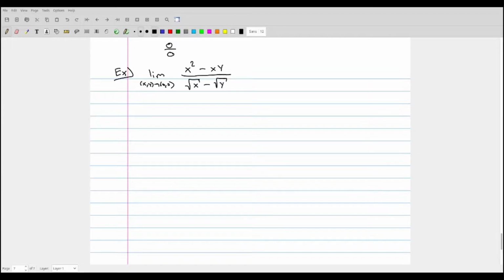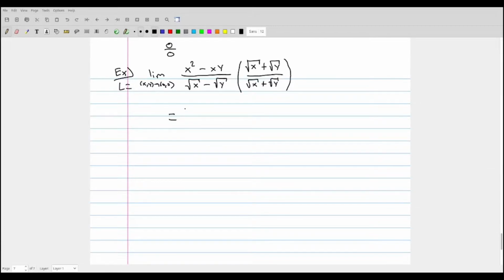The way that we do that is by cleverly getting rid of these square roots in the denominator, and noticing that this factors nicely. Specifically, if we multiply by the conjugate, the square root of x plus the square root of y over the square root of x plus the square root of y, this is not changing our function at all. This is the same thing as multiplying by 1. So we're not changing the limit that we're calculating here. It is still the same limit, L.